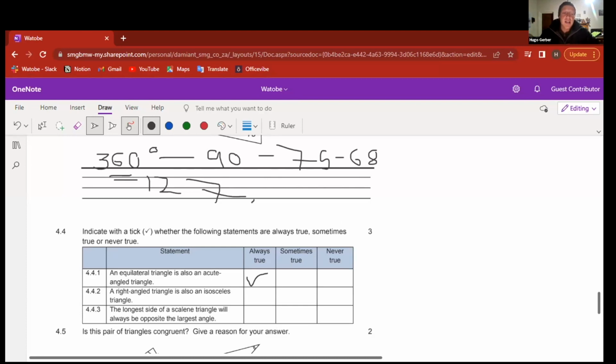All right, 4.4.2. A right angled triangle is also an isosceles triangle. Remember, isosceles means that the triangle has two sides of the same length. It's not never true. It's not always true. Sometimes. Thank you, Nicholas. It is sometimes true. Well done. All right.